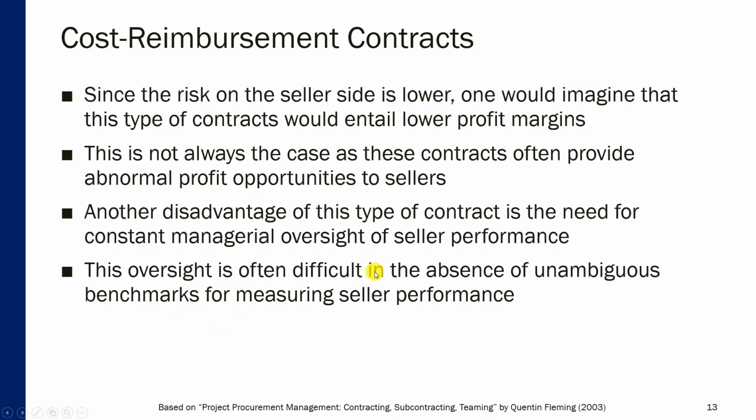And this oversight is often difficult in the absence of an unambiguous benchmark for measuring seller performance. For example, if the seller or contractor is working on something brand new, let's say a new software product, then how do we know what's the appropriate timeline? How do we know whether an appropriate labor cost for developers is $50 or $100 per hour? I mean, who knows? So it's very hard to monitor and benchmark those parameters of the relationship.